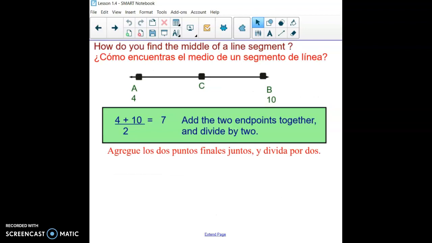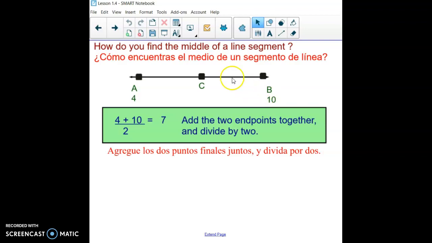All right, so let's start with finding the midpoint. How do you find the middle of a segment? Remember, when we talked about finding the length of a segment, we took the two endpoints and subtracted them, and found the absolute value. So it didn't matter whether we subtracted 10 from 4 or 4 from 10. As long as we were taking the absolute value, we found the distance.